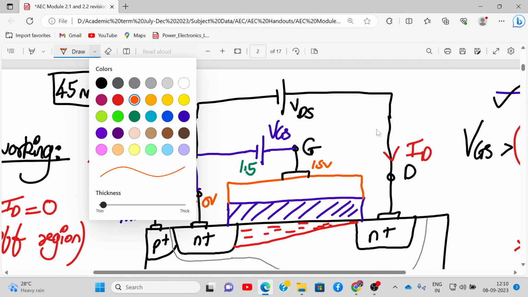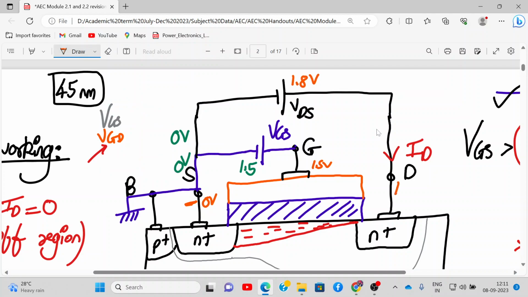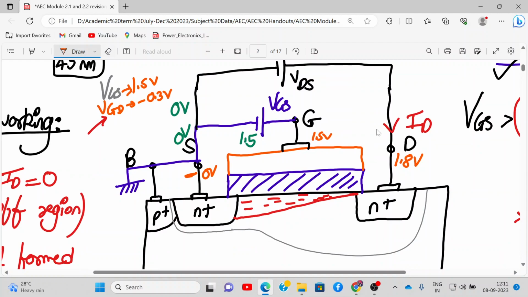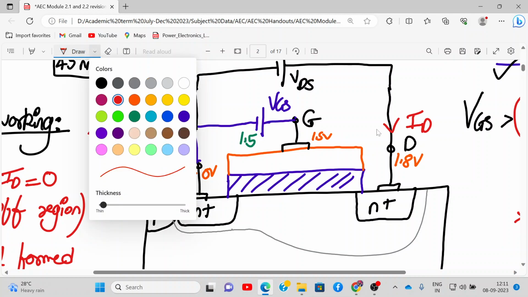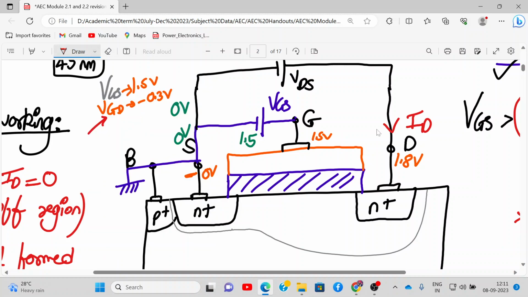So now here I'll apply 1.8 volt. So here it is 1.8. What is VGD? Tell me fast. Minus 0.3, right? Yes or no? Calculate. VG is 1.5 and drain voltage is 1.8. So how will it affect the channel? It is VG minus VD, which is minus 0.3. So what will happen due to this? There will be a reverse voltage here also, right? So channel conductivity will be completely gone over here.